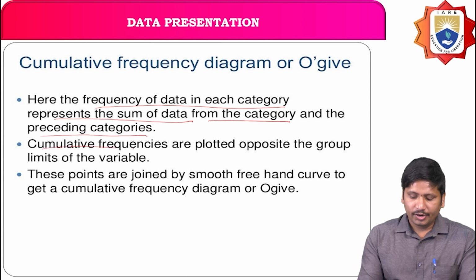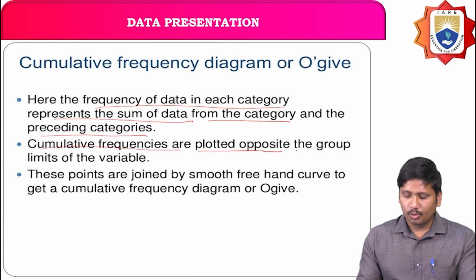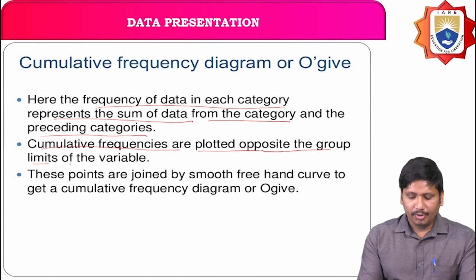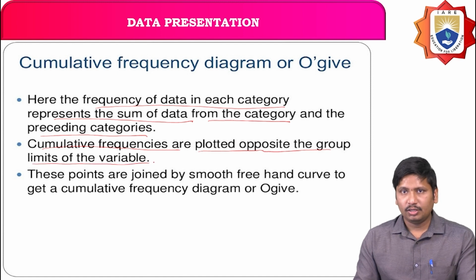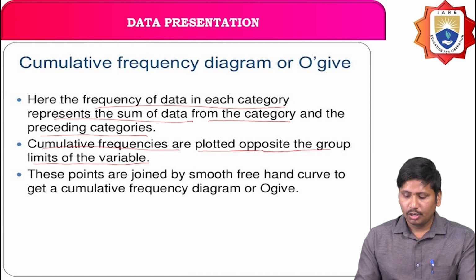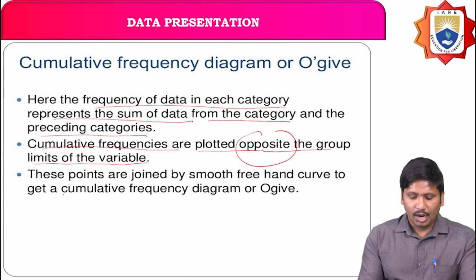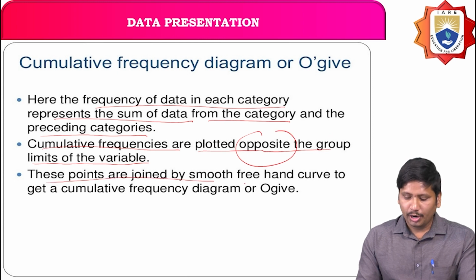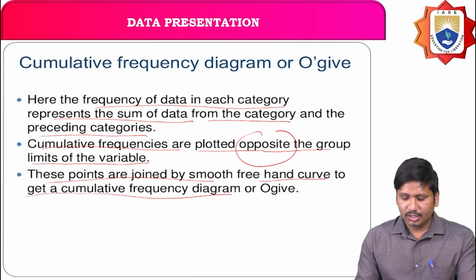And then the cumulative frequencies are to be plotted opposite the group limits of the variable. These points are joined by a smooth freehand curve to get the cumulative frequency diagram, or OGIVE. So you can call it an OGIVE. OGIVE is the other name of the cumulative frequency diagram.